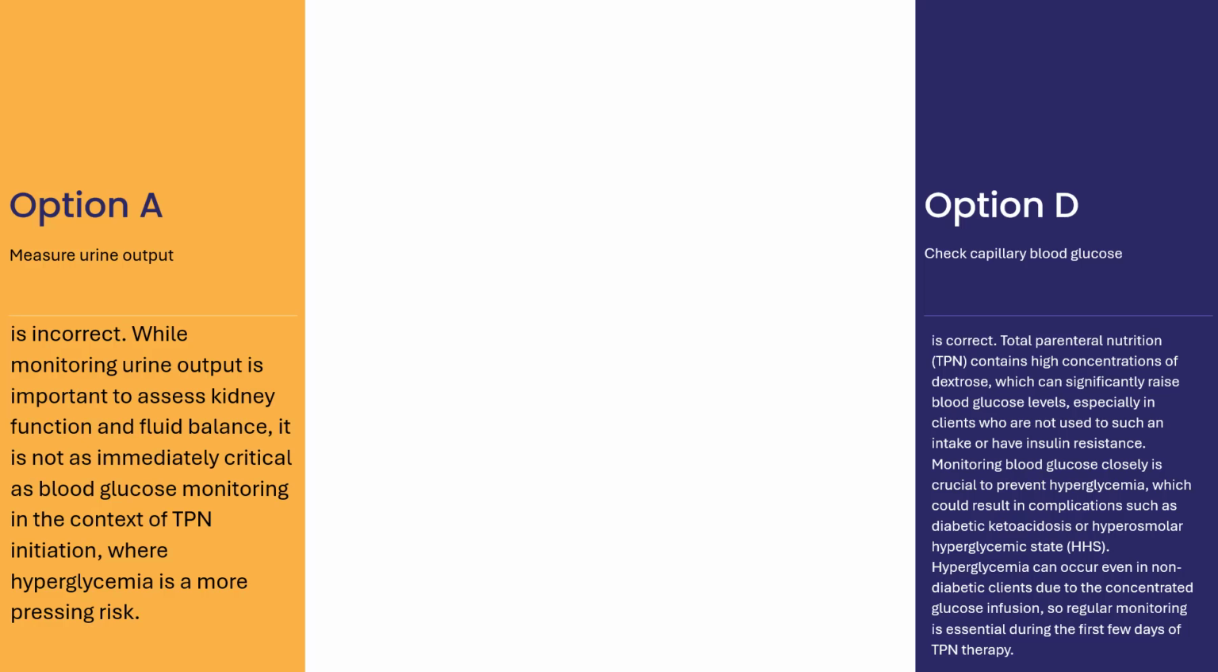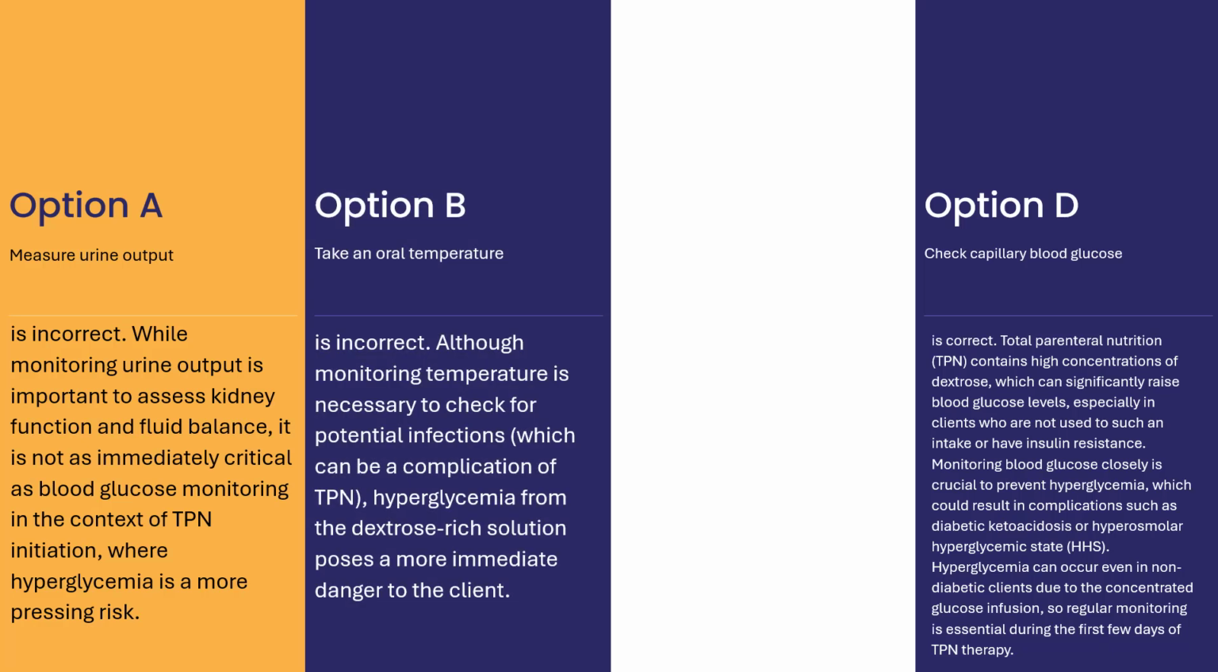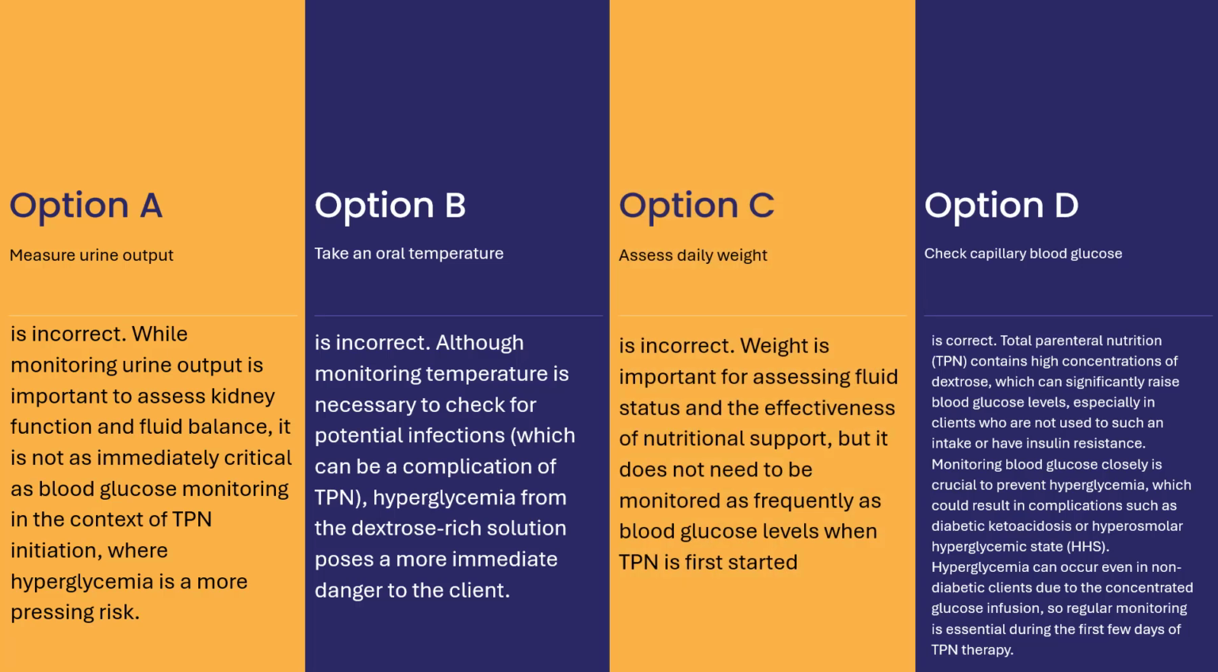B is incorrect. Although monitoring temperature is necessary to check for potential infections, which can be a complication of TPN, hyperglycemia from the dextrose-rich solution poses a more immediate danger to the client. C is incorrect. Weight is important for assessing fluid status and the effectiveness of nutritional support, but it does not need to be monitored as frequently as blood glucose levels when TPN is first started. Let's move to the next question.